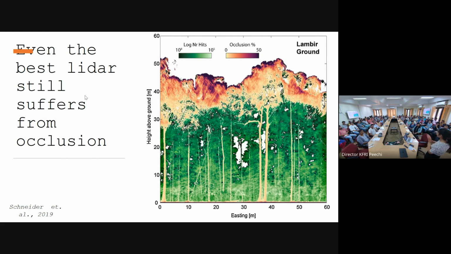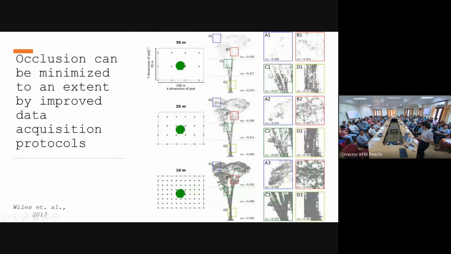So the number of pulses that even reach the canopy will be a lot less in a very dense forest. So you still get returns from all of these areas, but the number of returns is going to be way less. So even the best one that you have in the market is still going to suffer from occlusion, and you cannot expect the same quality of data that you have in the understory in the canopy. But there are ways in which you can minimize it when you are acquiring the data.